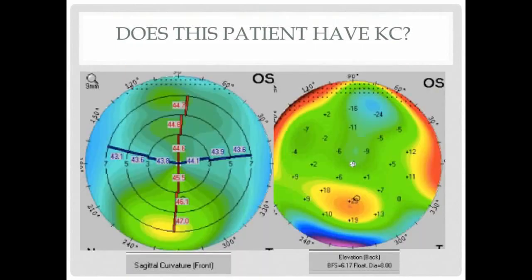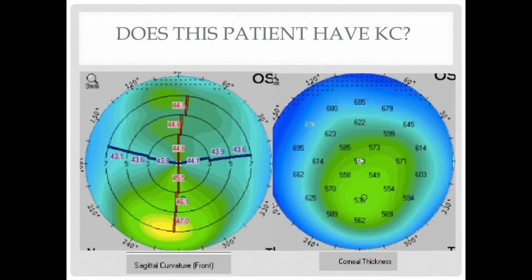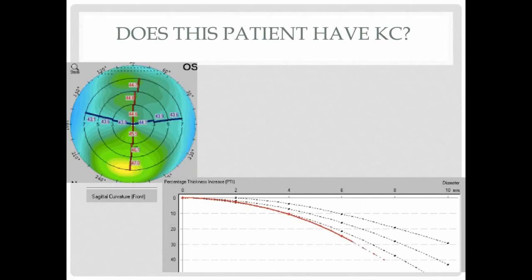And just showing you in higher magnification the 2 sections. And you can see again the inferior steepening in the left and the bulging forward of the posterior elevation in the back. And if you look at the thinnest spot, instead of it being centrally or near the center, the thinnest spot's actually displaced inferiorly, another sign suggestive of early keratoconus.